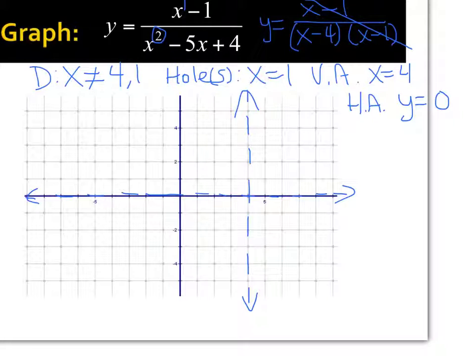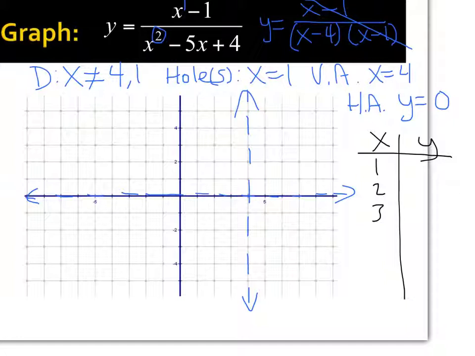Alrighty, now we need some points. Well, for my x values, I go 3 to the left and 3 to the right. My 3 to the left will be 1, 2, and 3. My 3 to the right will be 5, 6, and 7. Now you might be asking yourself, do I have to plug it into the original equation, or can I plug it into the simplified version?